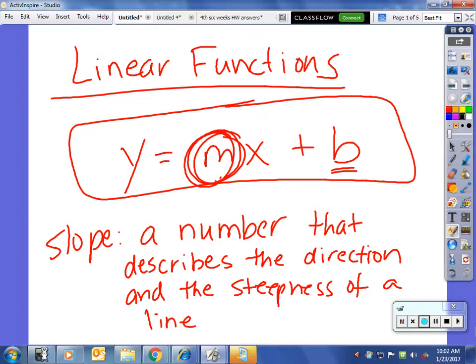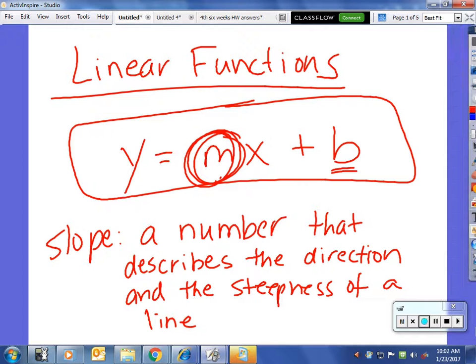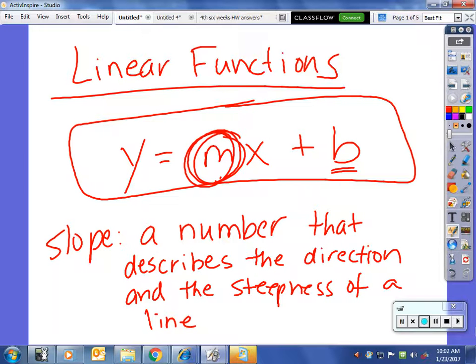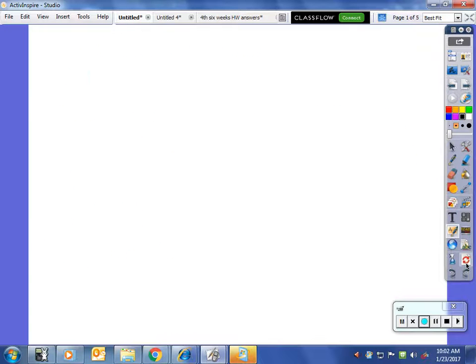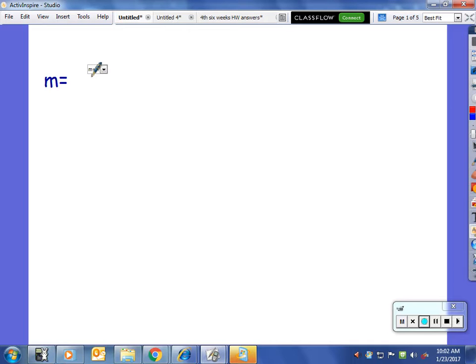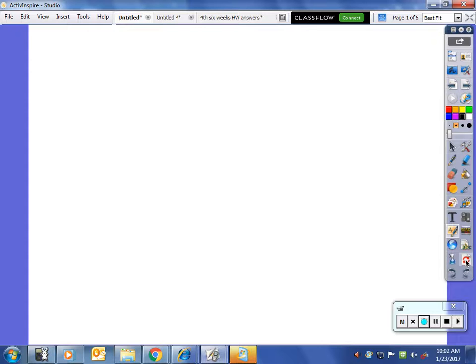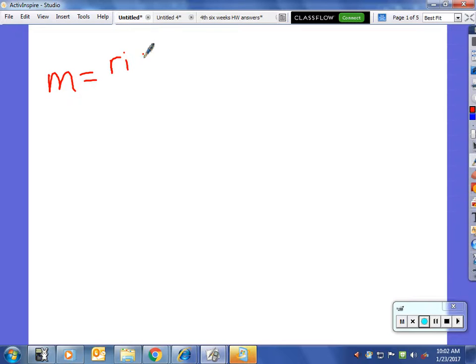Now, I want to talk to you about how we would mathematically find the slope. There is a formula for finding slope. Also, there's a verbal description for finding slope. I don't know why they use the letter M, but they do. Have you ever heard slope described as rise over run? Write that down, please.